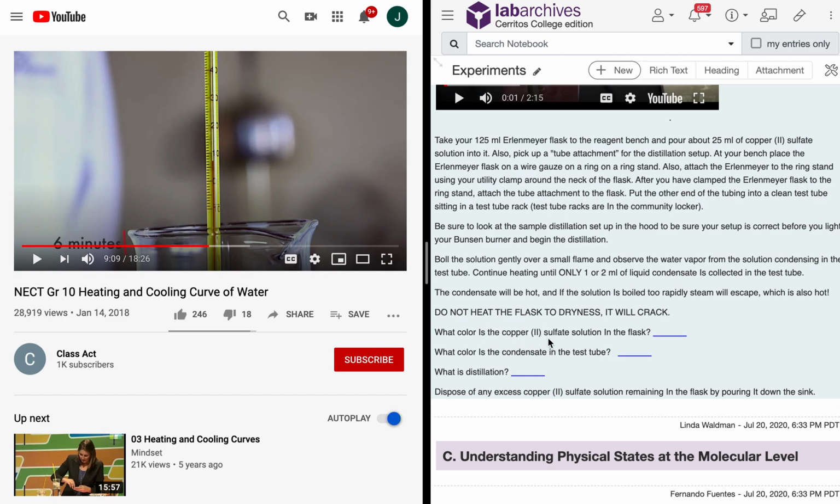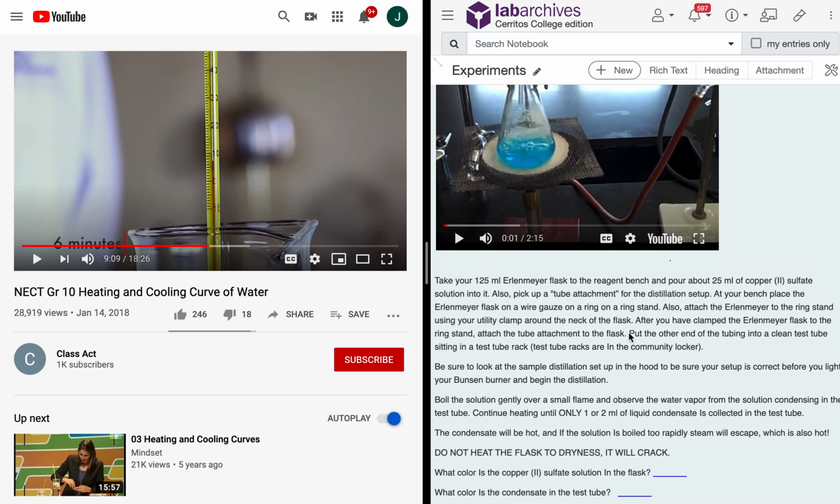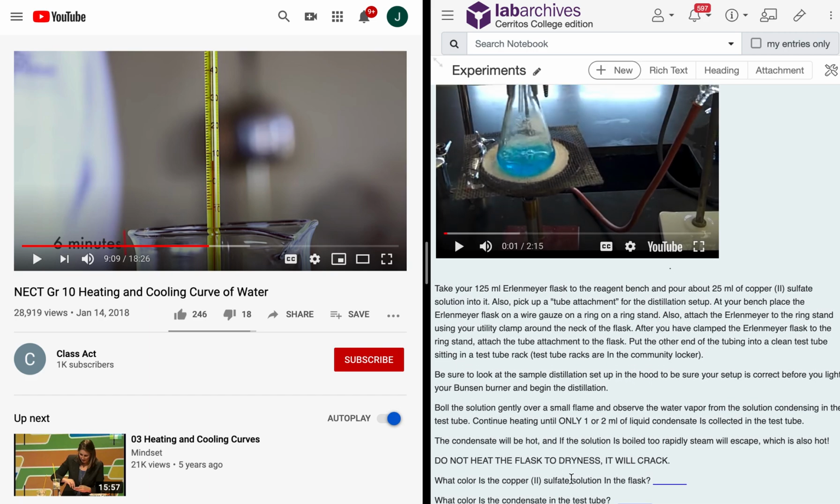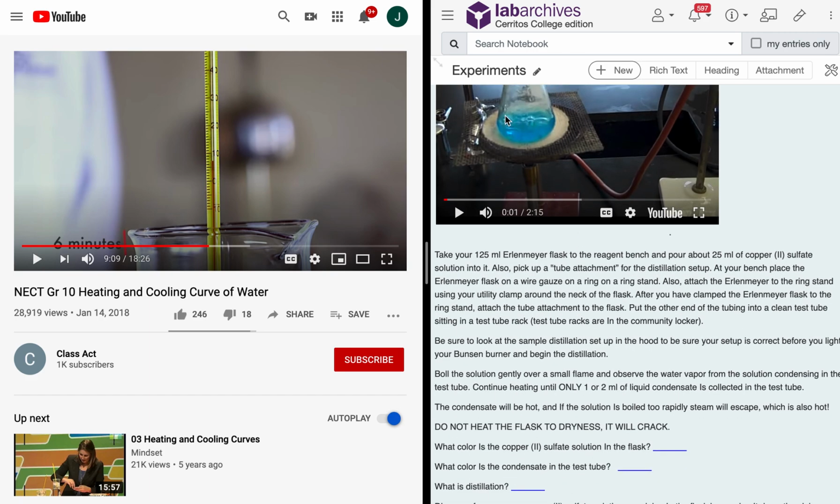What is the color of the copper sulfate solution in the flask? Basically, the blue color comes from the copper sulfate solution. So it's a blue color, very obvious. Make sure you answer that.